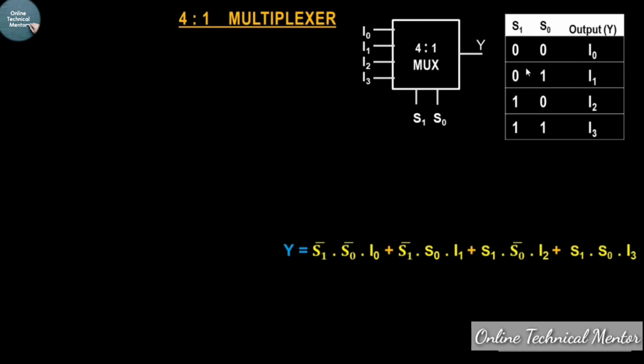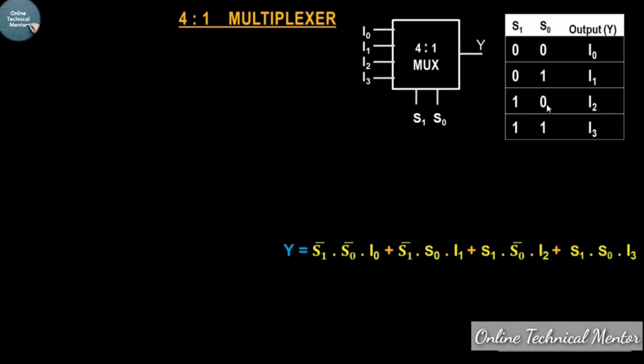Now in the second row, S1 is 0 and S0 is 1. So S1 will be written as S1 bar, and since S0 is 1, just simply write down S0 along with the I1 input variable. So again write an OR operation because it is in a separate row.